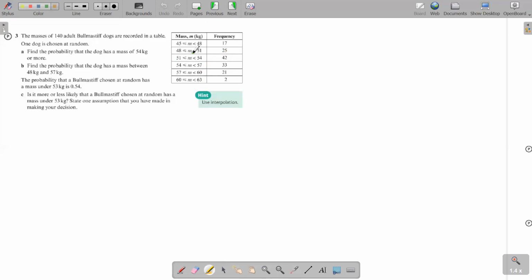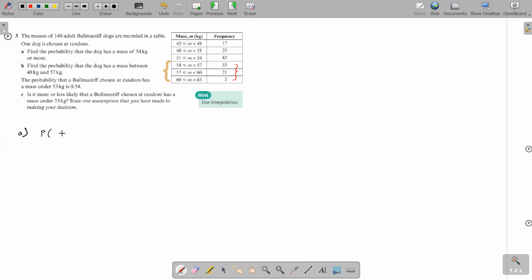So you can see 54 is where this category starts. Basically, 54 and higher is in these three categories: the mass between 54 to 57, 57 to 60, and 60 to 63. This is where you have the mass categories that are 54 kilograms or higher. So how many dogs are there in this category? All you need to do is add the values 33 plus 21 plus 2. So add it.